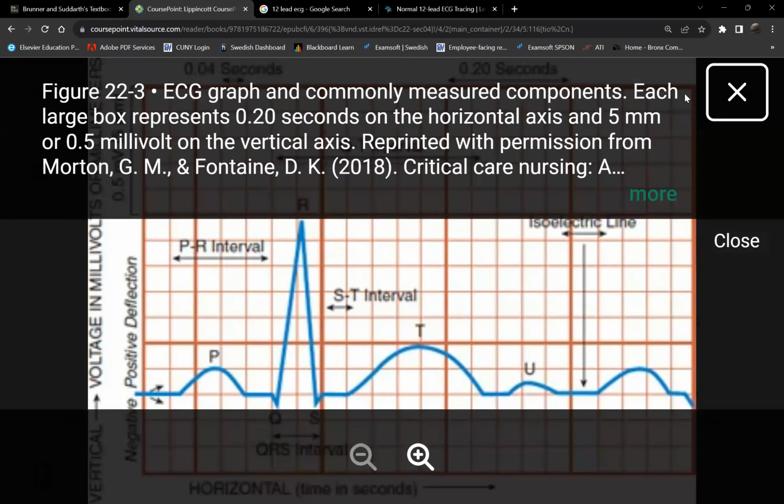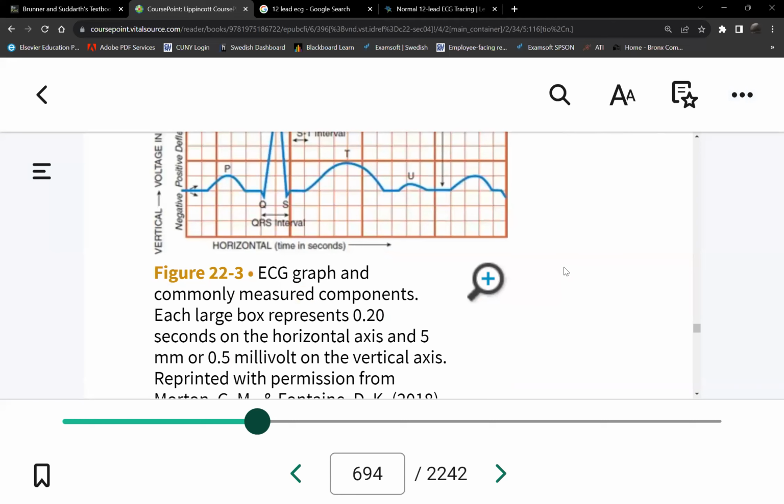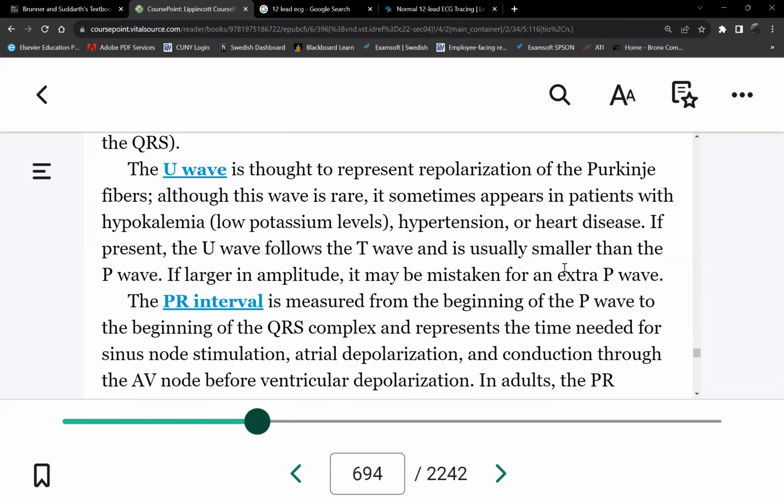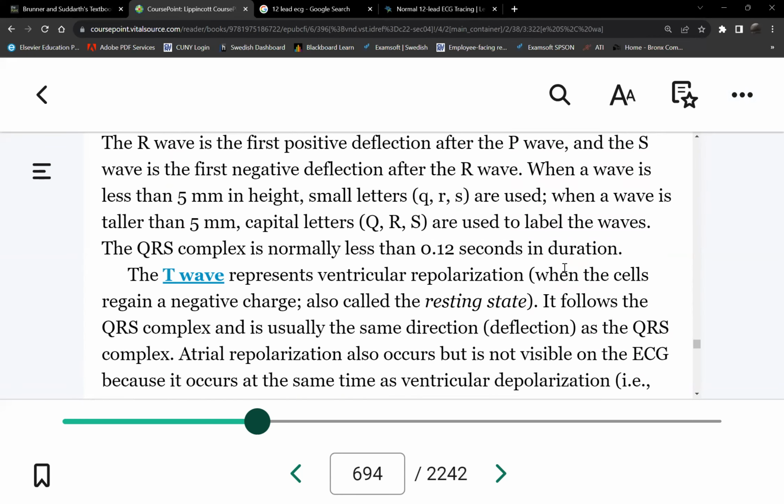So that's it. Let's look at the last one, which is the T wave. What does the T wave represent? Mr. Mario Adler?